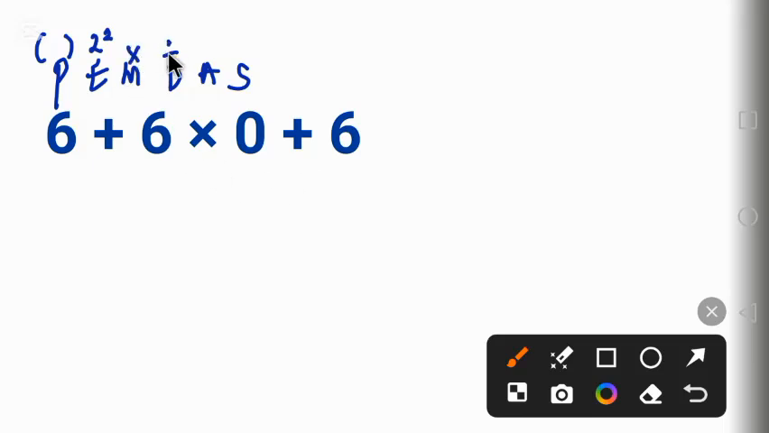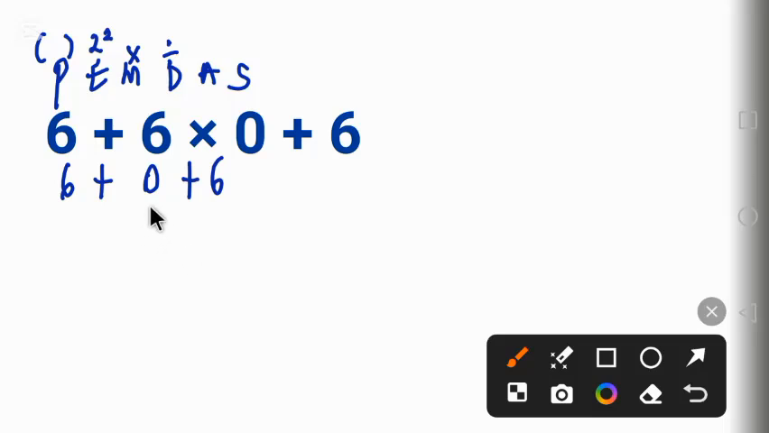The next one is multiplication and division. This is the next operation. Now, multiplication and division are in the same order, so we start working from left to right. Looking at this question, we have only multiplication, so we are going to work that one out. So we have 6 plus 6 times 0, sorry, plus 6 times 0 gives us plus 0. Plus 6, this plus 6 here.